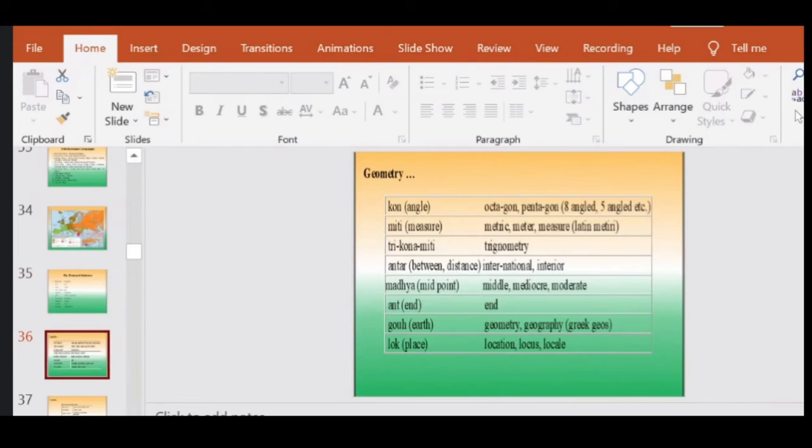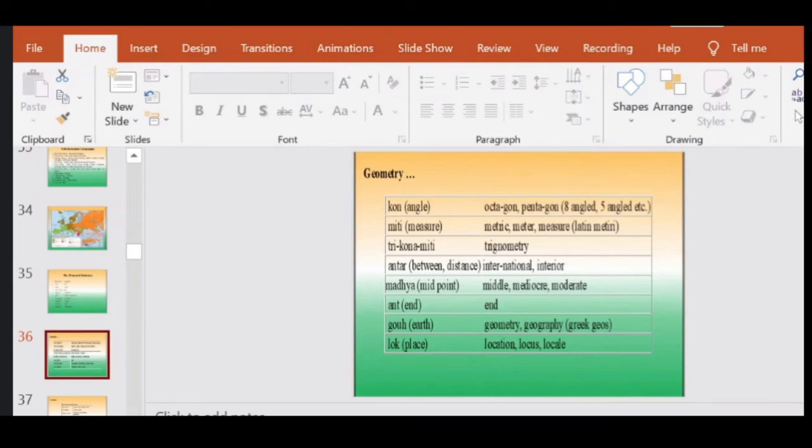In Sanskrit, we call it cone, and then it becomes what? Octagon, pentagon, and the cone becomes gone. That's it basically. The 5 angles and 6 angles and 4 angles. So that's how it is. Cone becomes gone there. Then miti is measure. Then it becomes metric, meter, measure. This is in Latin, it is called metin. Miti becomes metin in Latin, and then it comes to metric, meter, measure, like that. So this is how it changes.